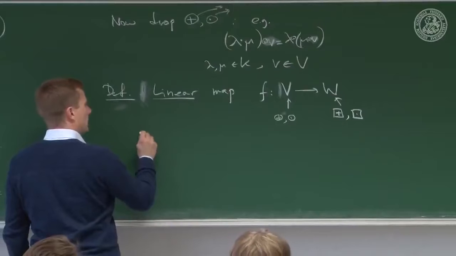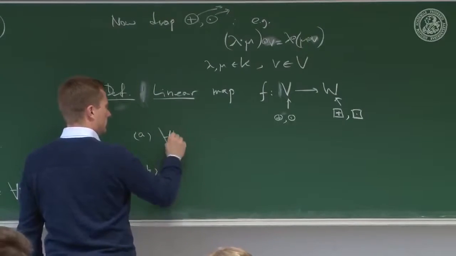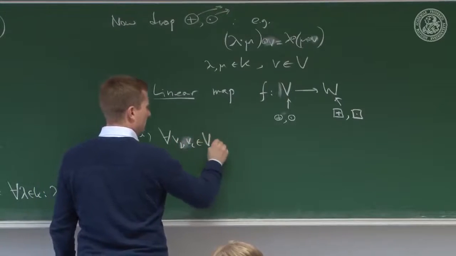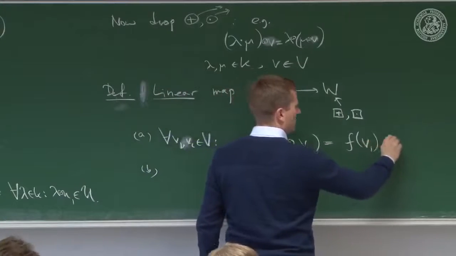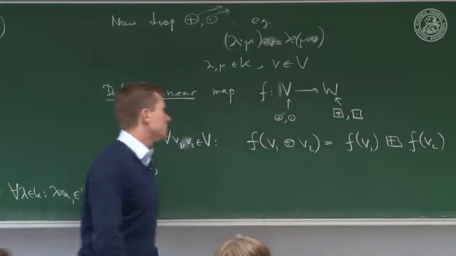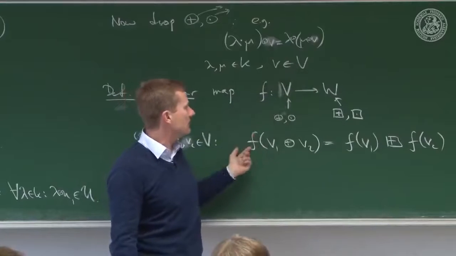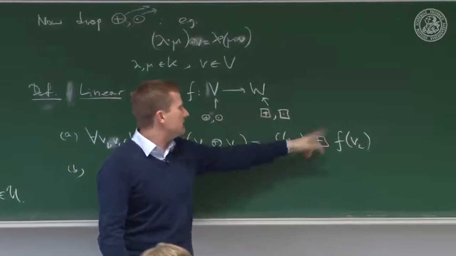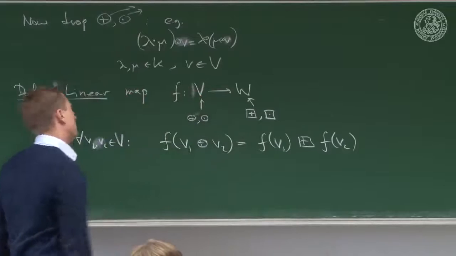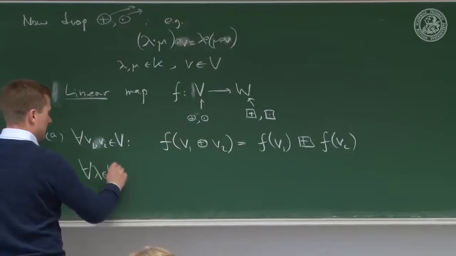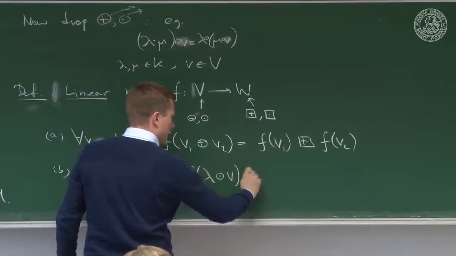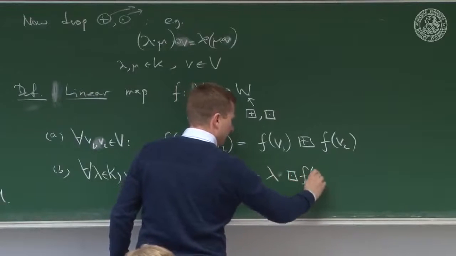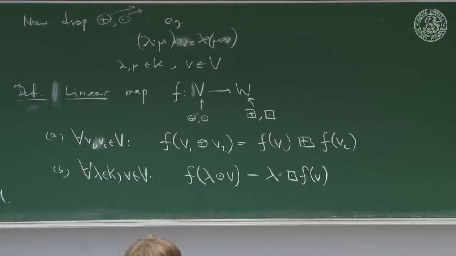And a linear map is a map for which it's always true that for all V1, V2 in V, f of V1 circ plus V2 is f of V1 box plus f of V2. So you can first add in the first vector space and then map the result, or you can map the individual vectors and then add in the target vector space and you get the same result. That's a property of the map F, the additivity. And for any lambda in the underlying field and for any v in the domain, you have f of lambda circ times v is lambda box times f of v. Okay, you saw this before, probably without the circs and the boxes, but it's important to emphasize this once.